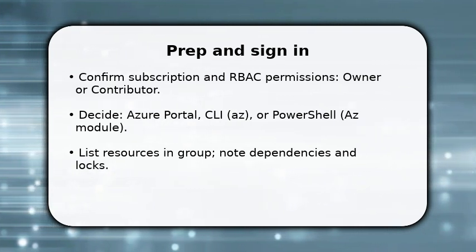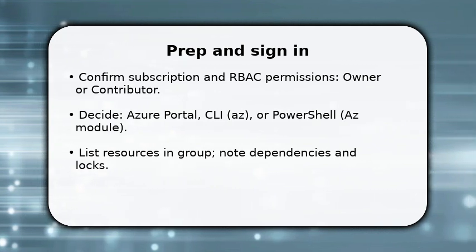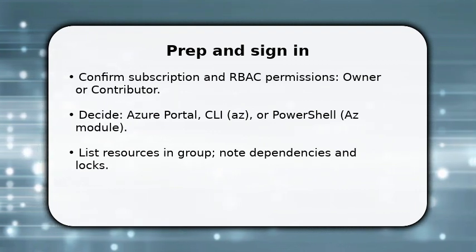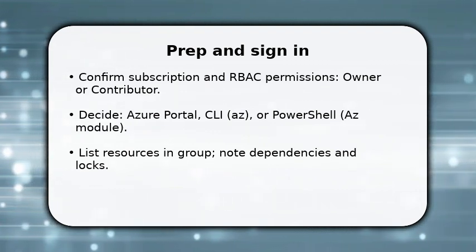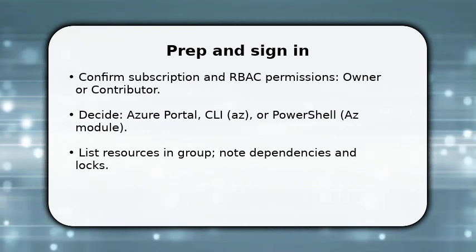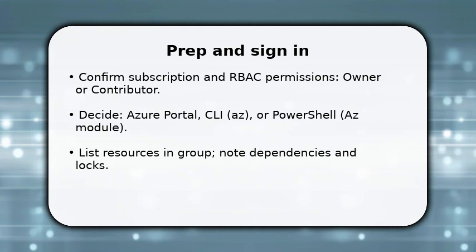Once done, list the resource group's contents so you can see dependencies and any locks. This helps avoid surprises when you remove services. Make sure you've chosen the tool, Portal, Azure CLI, or PowerShell, because the next steps follow that path precisely.